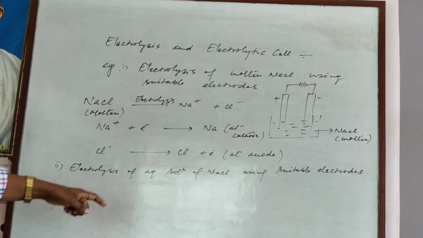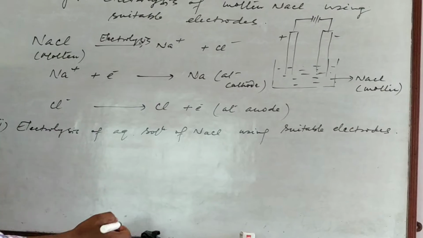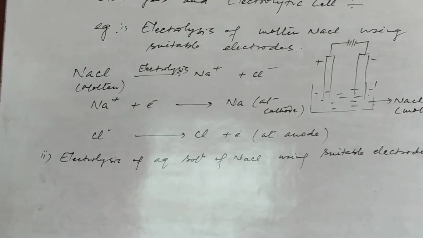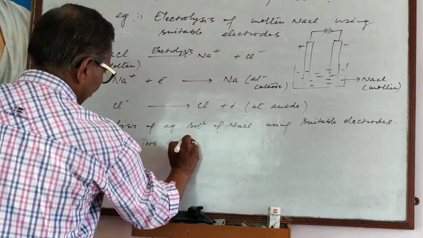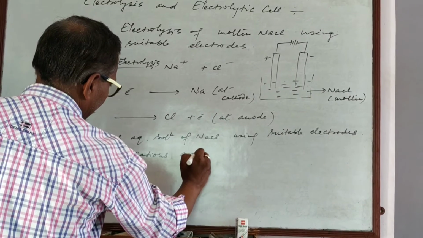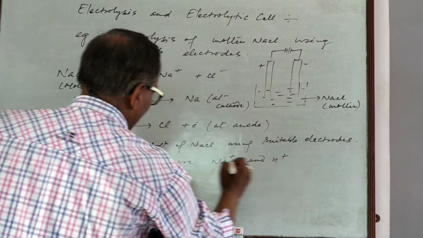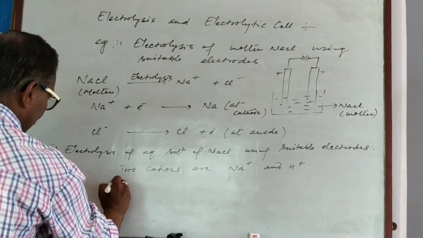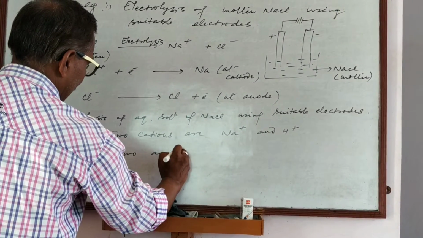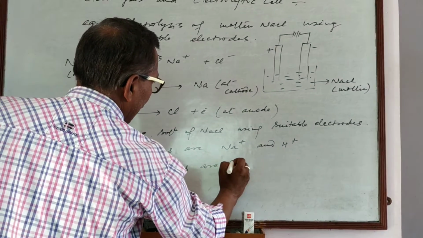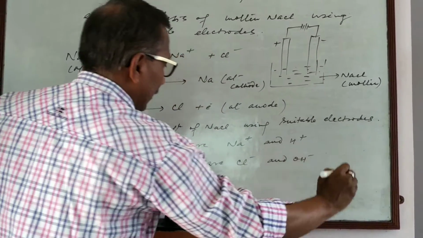Now here the solution contains two different cations and two different anions. The two cations are Na+ and H+, and the two anions are Cl− and OH−.